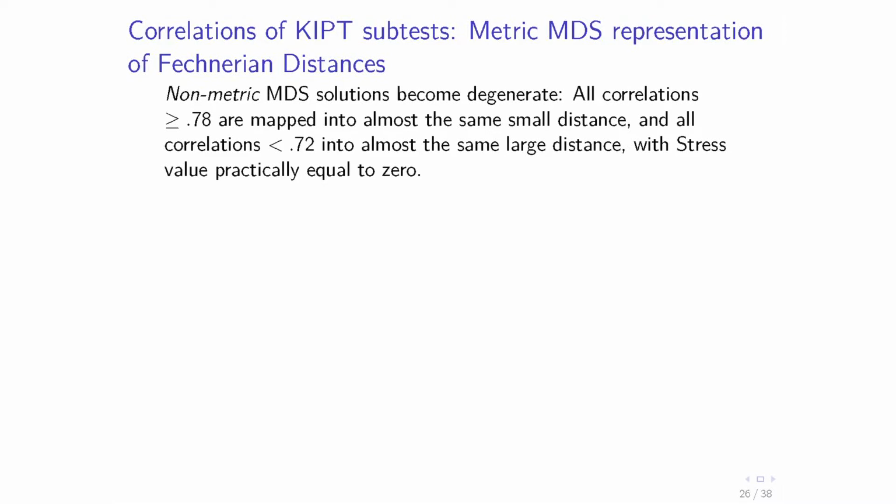And we tried this using the Fechnerian distances, and here you see that using metric MDS, we do get quite an interpretable solution of these admittedly very small set of data.